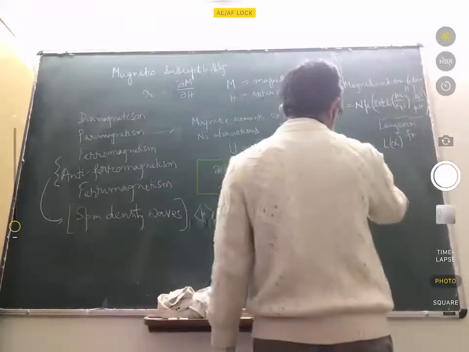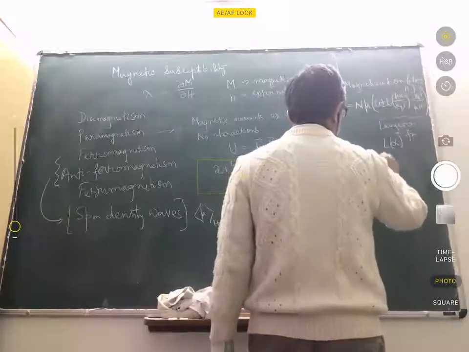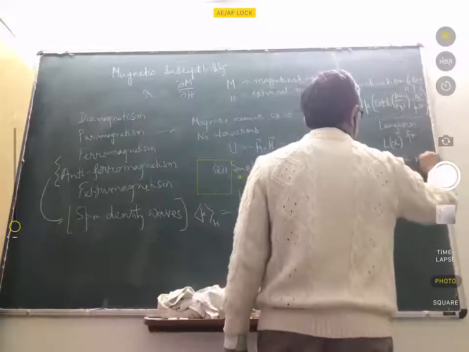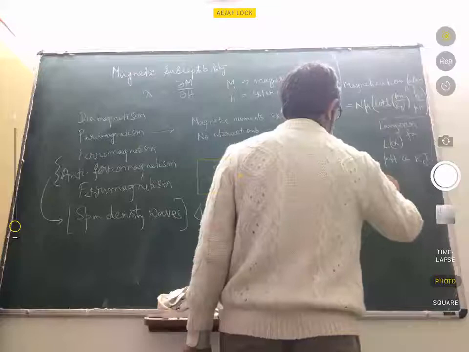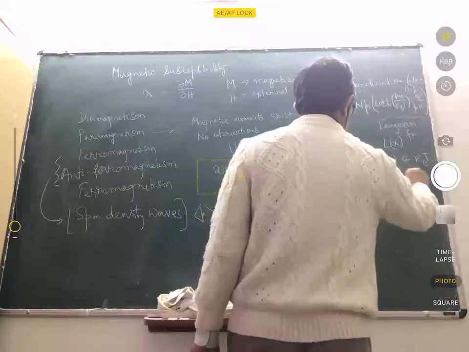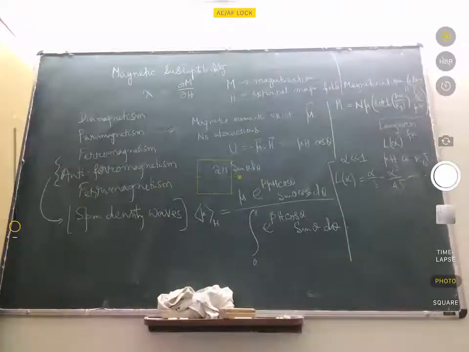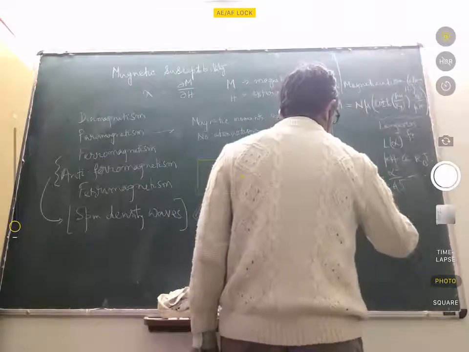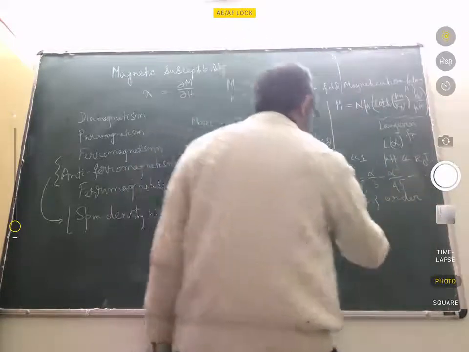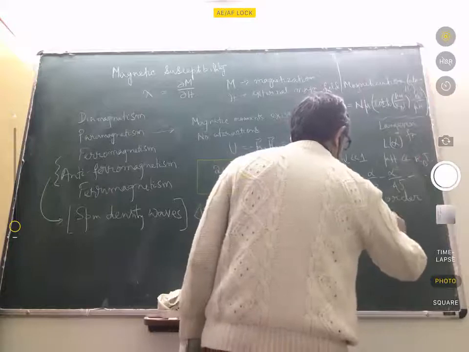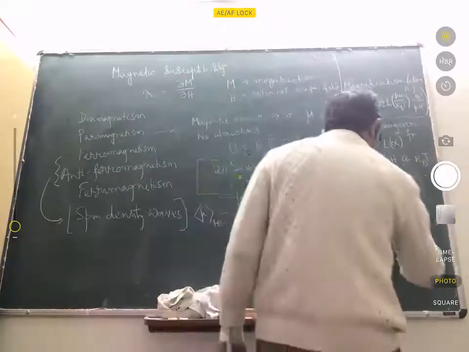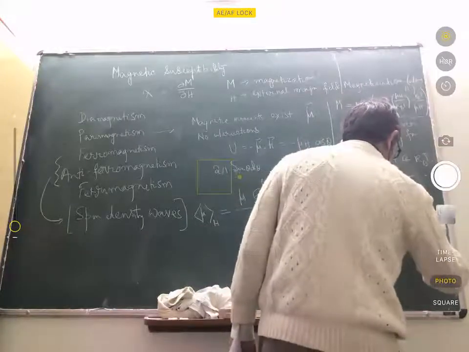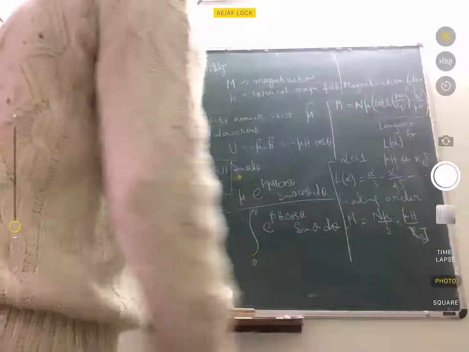In case of weak field, or essentially the limit when alpha is much less than 1, which means mu H is much less than kB T, one can expand this. So L of alpha is alpha by 3 minus alpha cubed by something, whatever. So that's the expansion of the Langevin function. If I take the leading term only, so the leading order, I'll take this term only, where alpha is, of course, mu H over kB T.